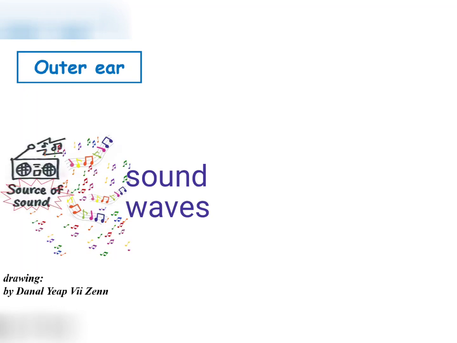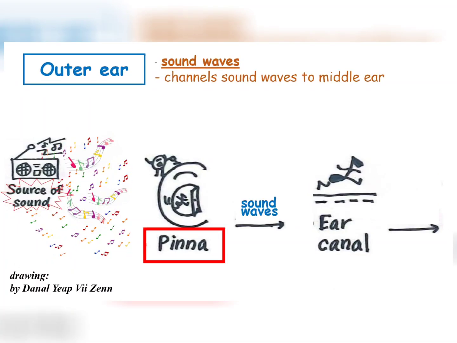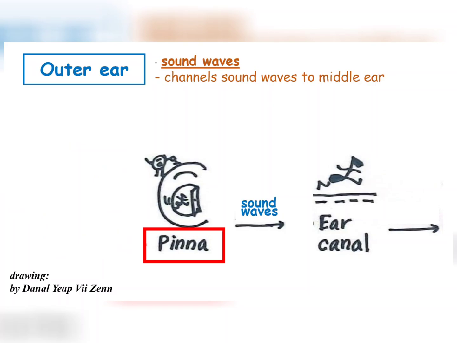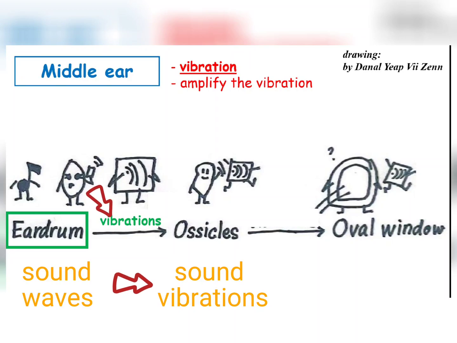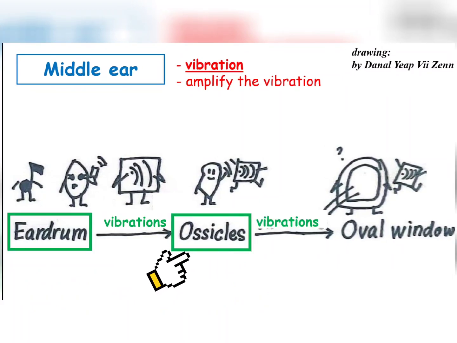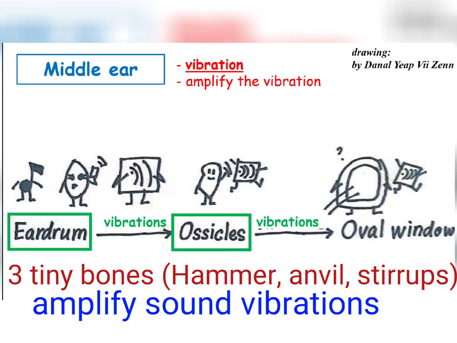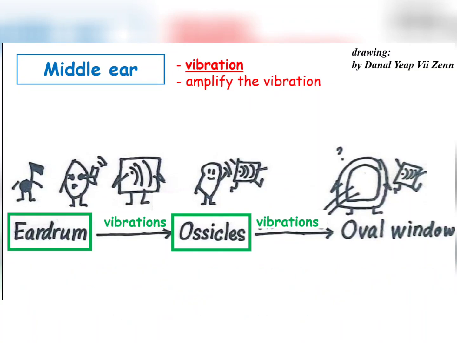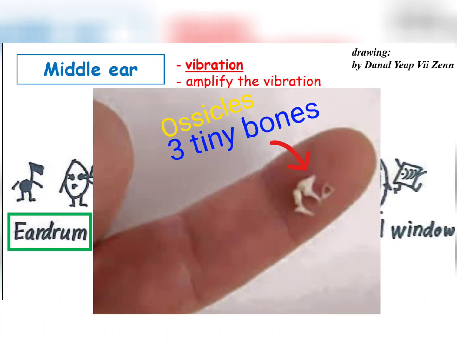When something makes a noise, it sends sound waves through the air. The pinna collects the sound waves, and the sound waves travel through the ear canal to your eardrum. The eardrum changes sound waves into sound vibrations and sends these vibrations to the ossicles. Ossicles are three tiny bones that amplify and transmit the vibrations from the eardrum to our oval window. These tiny bones are the smallest bones in our human body.